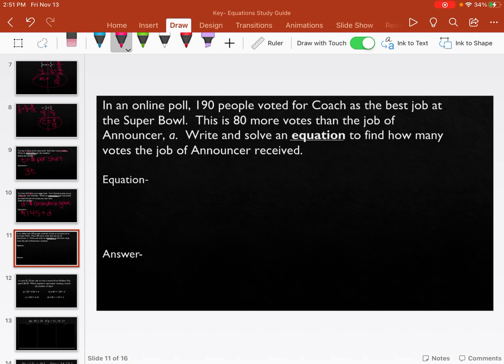So in an online poll, 190 people voted that the coach was the best job of the Super Bowl. This is 80 more than the job of the announcer, A. So write an equation to find how many votes the job of the announcer received. Remember, an equation is going to have an equal sign. So you have 80 more, so it's going to be A plus 80 equals 190.